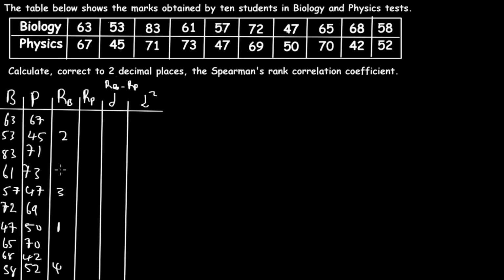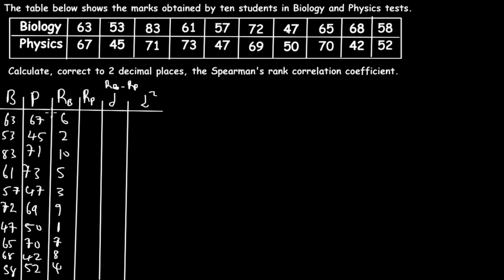Then we have 61, that is 5. After 61, we have 63, and that will be 6. And after 63, we have 65, that will be 7. After 65, we have 68, that will be 8. After 68, we have 72, that will be 9. After 72, we have 83, that will be 10.